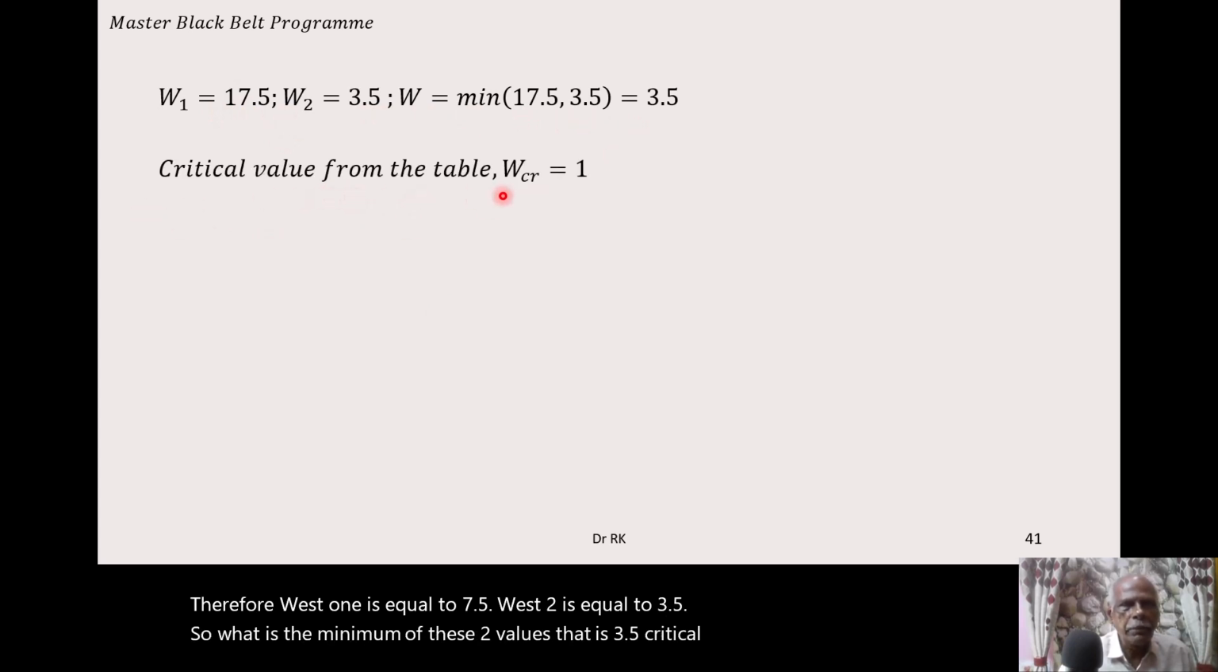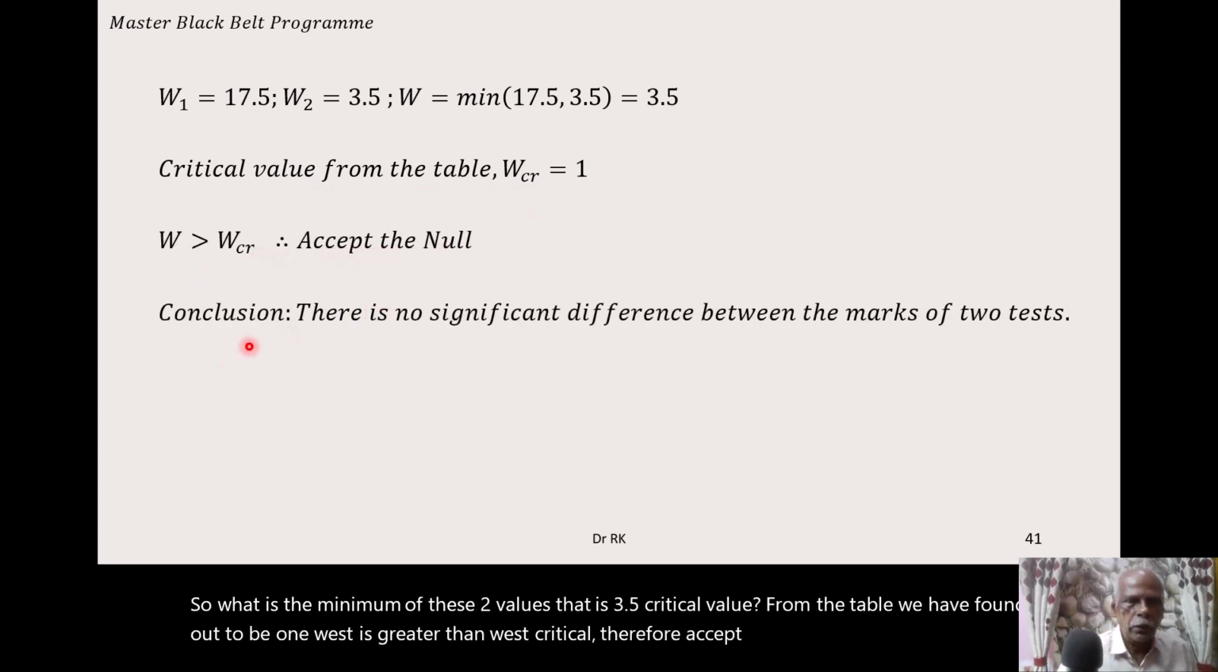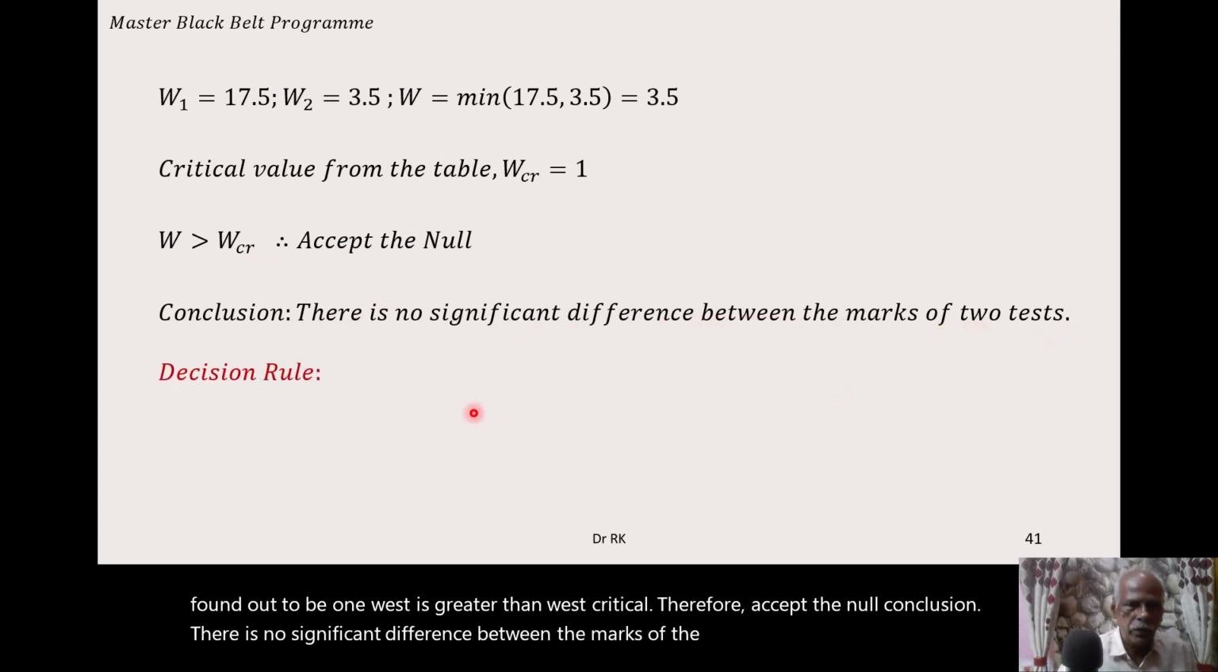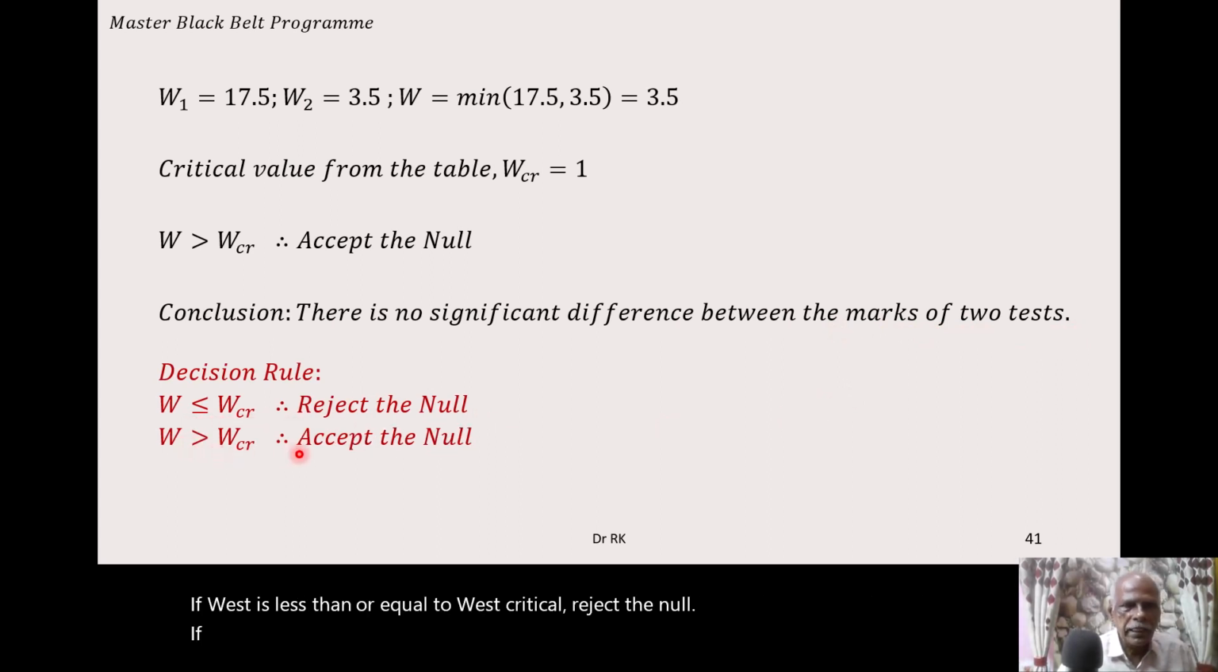Critical value from the table we have found out to be 1. W is greater than W critical, therefore accept the null. Conclusion, there is no significant difference between the marks of the two tests. Decision rule, if W is less than or equal to W critical, reject the null. If W is greater than W critical, accept the null. Right?